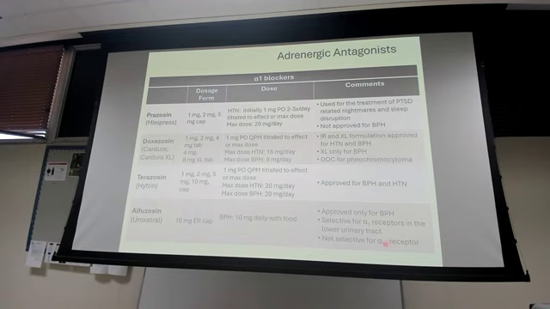Your terazosin, most of the time when you're using this and when we see it, we use it more for BPH than hypertension. So terazosin, you can use it for both, but typically when you're going to prescribe it, it's going to be for your BPH patients. Same thing with your alfuzosin, and this one is only approved for your BPH patients.